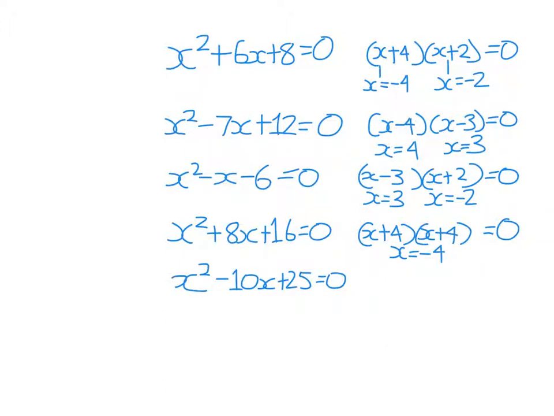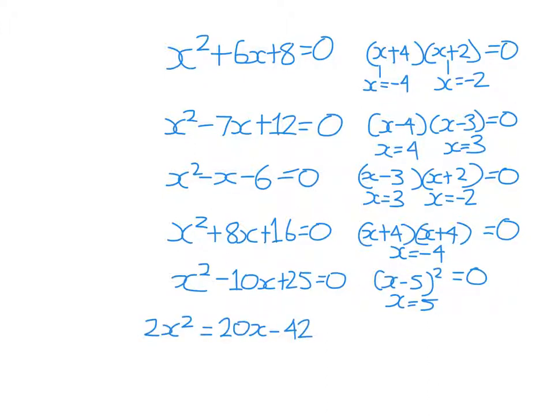And similarly here, the 2 numbers that multiply to positive 25 and add to negative 10 are both negative 5. So this is x minus 5 squared is equal to 0. It has only one solution. If the bracket is equal to 0, x equals positive 5. That is the only solution.